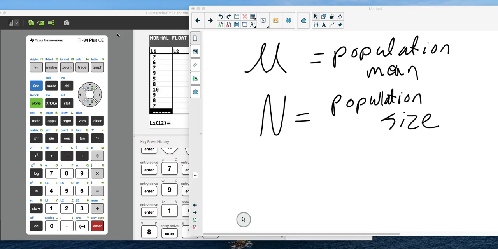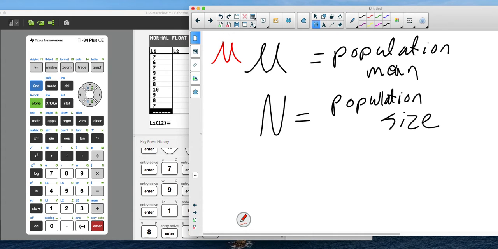First notes I want to talk about, and maybe you already know this from previous sections that you just kind of figured out on your own. But mu, it's a U. Call it mu. This is the population mean. Mu, M-U-E, mu. It's the population mean.